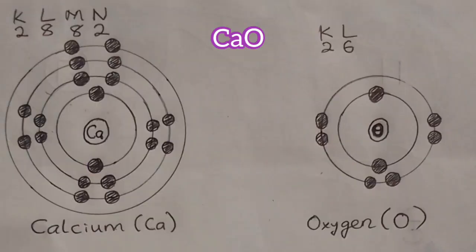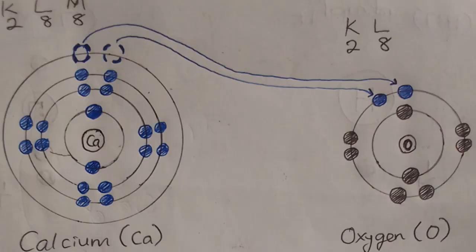Let's say calcium oxide is between the calcium and the oxygen. You can see that calcium has 2 electrons in its outermost shell, while oxygen only has 6. So for oxygen to complete a stable octet, it needs 2 more electrons, while for calcium to complete a stable octet, it needs to give out those 2 electrons. So it gives them to oxygen, and oxygen becomes a stable octet. You can see this is how an ionic bond is formed.